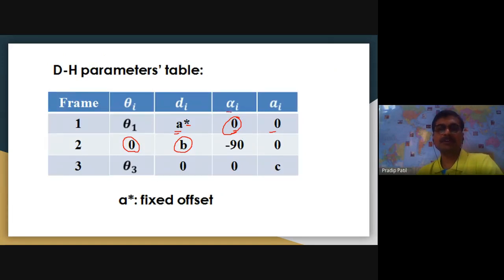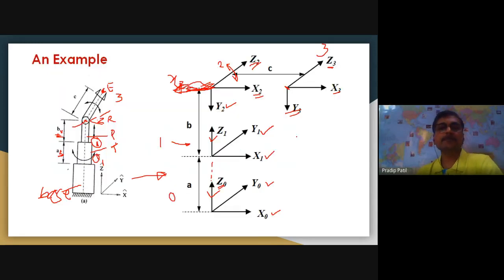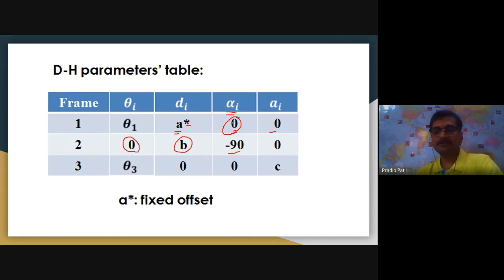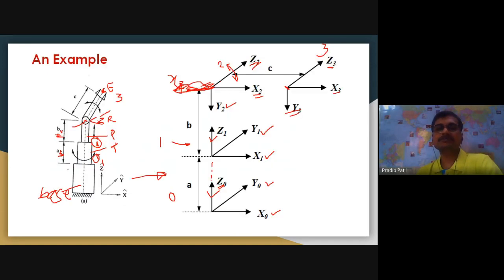Now coming to the important alpha i. Alpha i is the twisting angle between the z-axes. Now why is it minus 90? Look at this. Z1 is vertical, Z2 is horizontal. So what I will do is move Z1 in line with that. When I want to find Z2 with respect to Z1, I will move Z1 over here. This is Z1, and the angle made by Z2 with Z1.